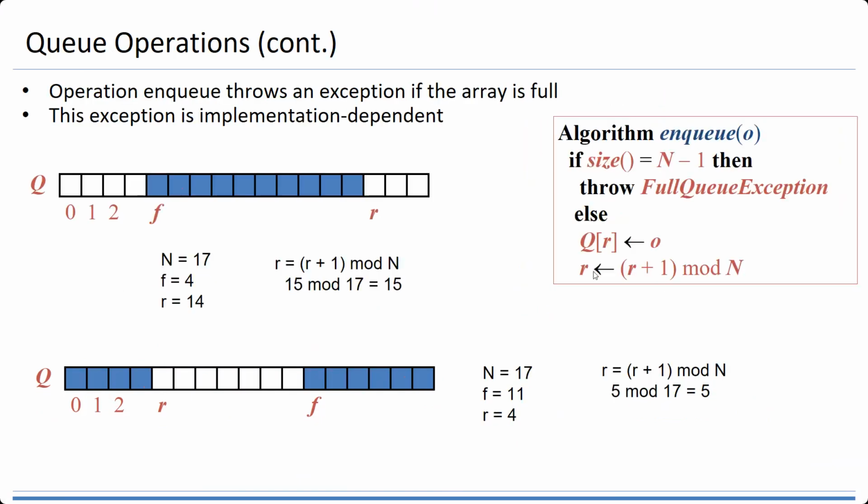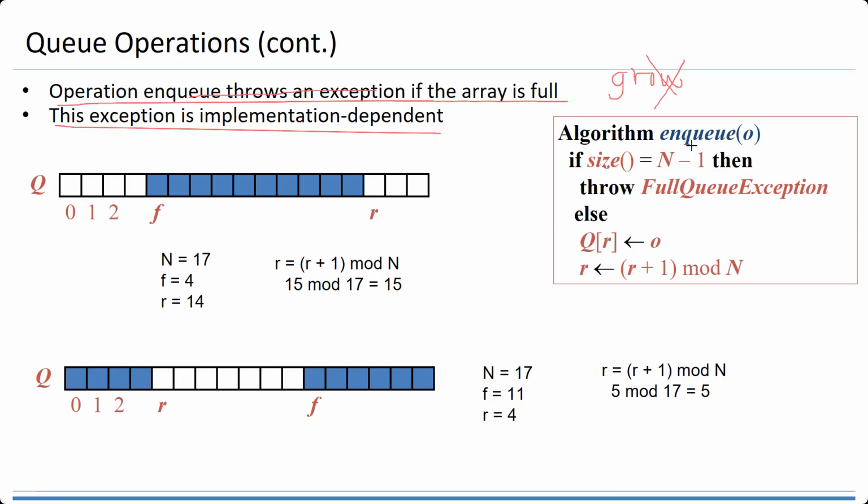Now, we also need to check when we want to enqueue, or put a new object into the queue. The enqueue operation throws an exception if the array is full. If the array is full, just throw the exception. So we do not need to grow the array, because sometimes if the capacity is full, you cannot get more customers, or more trucks, and so on. The exception is implementation dependent, so you can define the exception later.